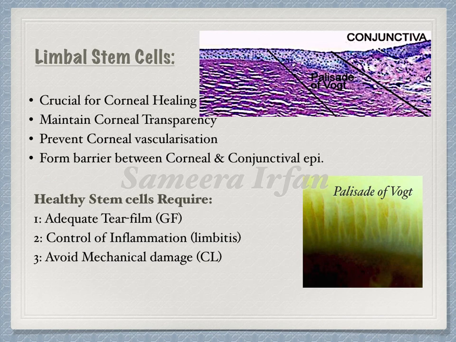The limbal stem cells, present as a unique structure, the palisade of Vogt, are critical in forming a barrier between the avascular cornea and the vascular conjunctiva. As long as they are healthy, corneal vascularization cannot occur. They are also extremely crucial for corneal regeneration and wound healing. These functions are pivotal in maintaining corneal transparency.